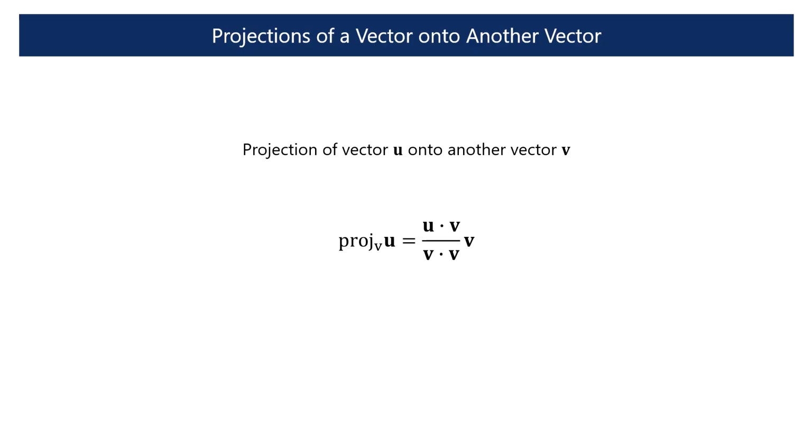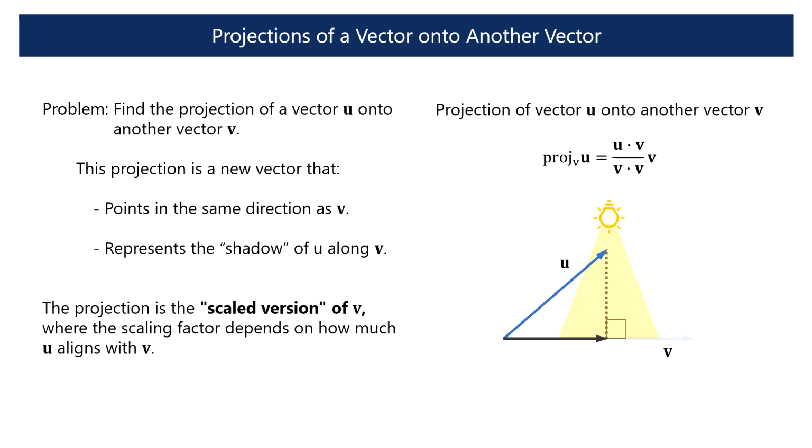The projection of vector u onto another vector v is calculated by this formula. To project a vector u onto another vector v, we calculate how much of u lies in the direction of v. The formula for the projection of u onto v is given by this formula. Let's explore what this formula means in detail.